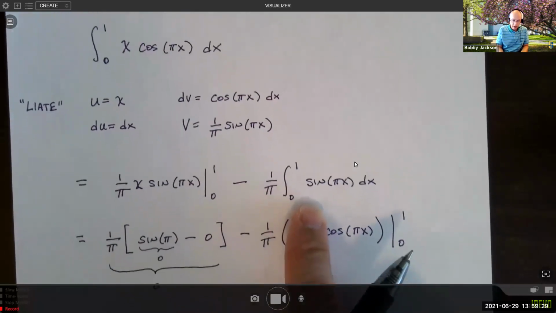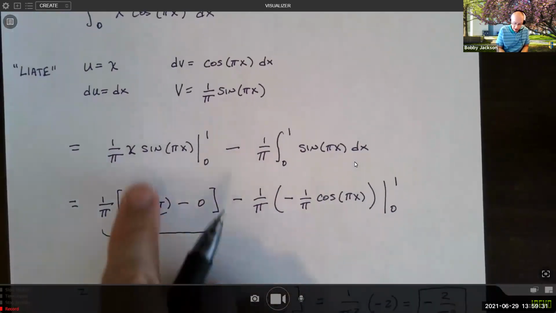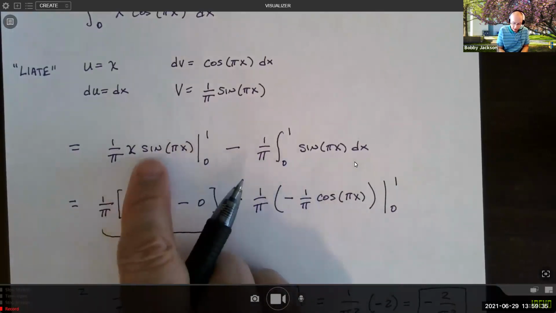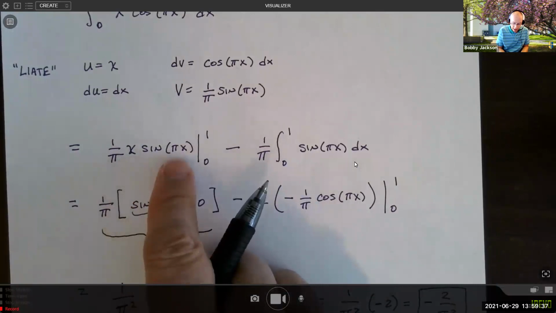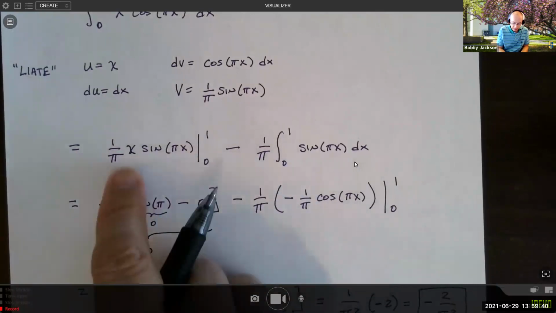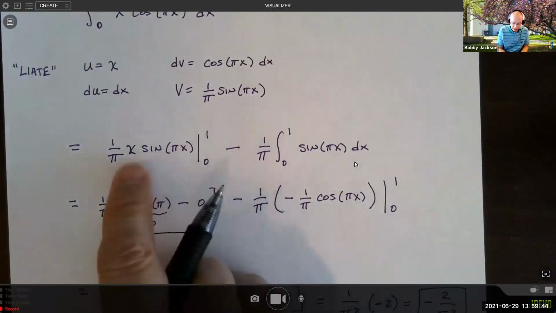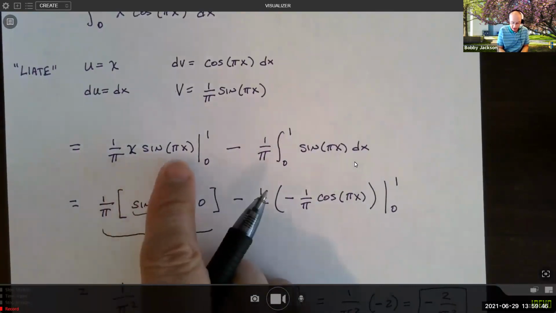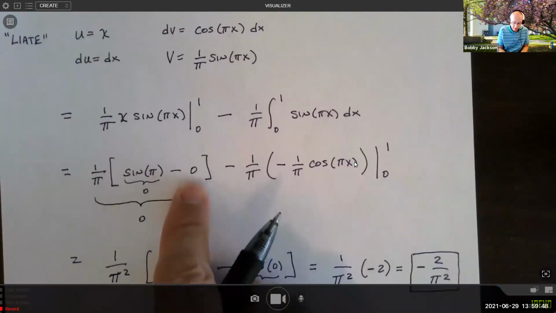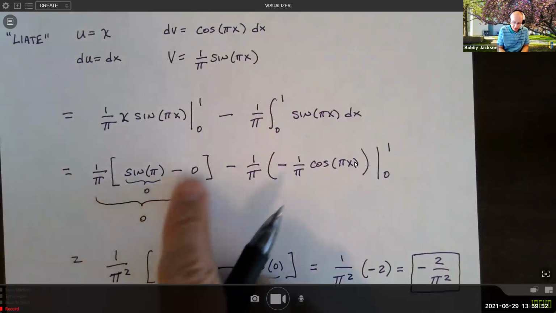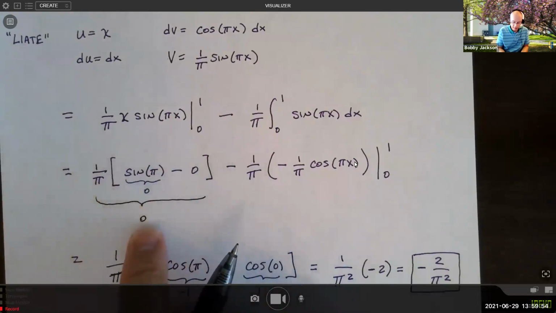All right. And now in evaluating this one, I'll plug in the upper limit 1. I get 1 times sine of pi. I pulled the 1 over pi out completely, minus the evaluation at 0. I get 0 times sine of 0. Well, 0 times anything is 0. So notice that sine of pi is equal to 0. So it turns out that this whole expression does indeed go to 0.